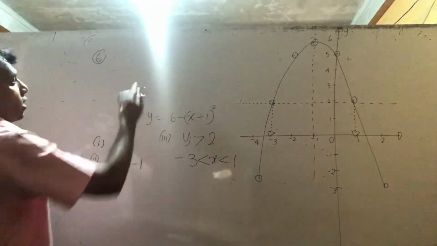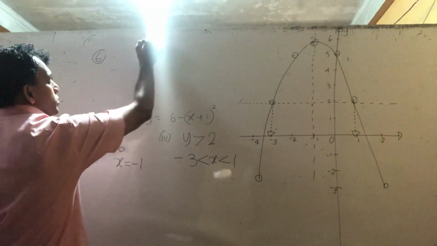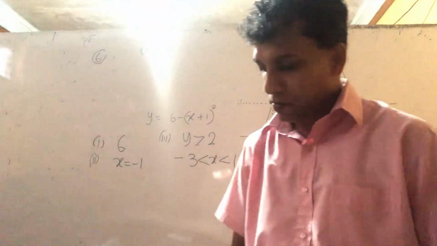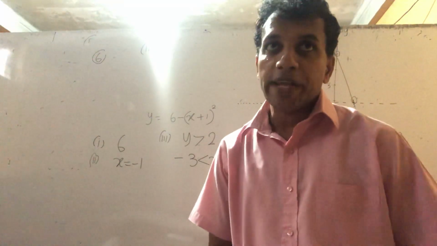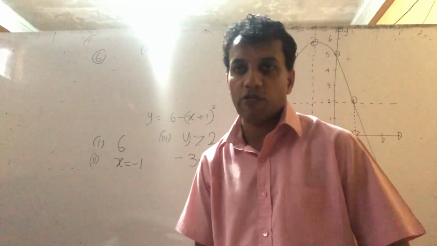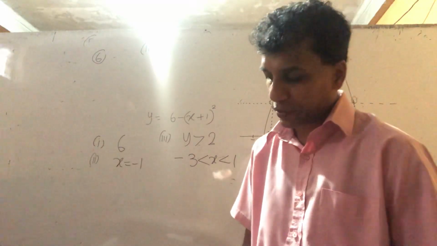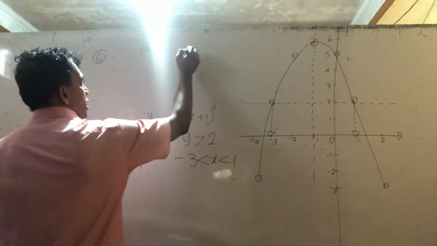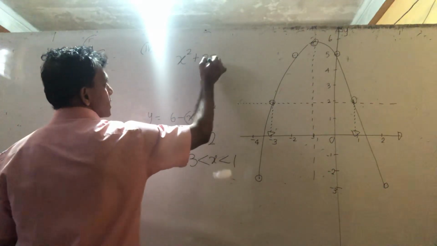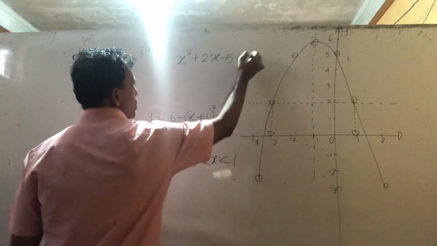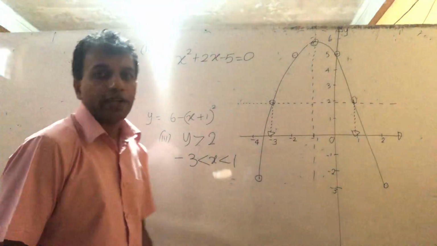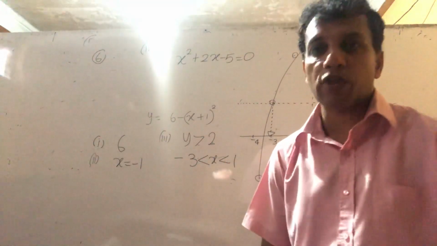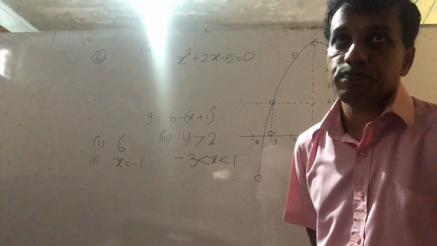Next, fourth part. Find the roots of the equation x squared plus 2x minus 5 equals 0. Find the roots of the equation x squared plus 2x minus 5 equals 0.